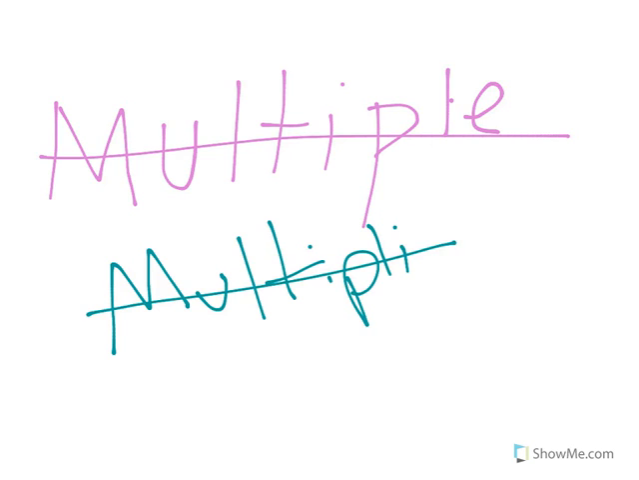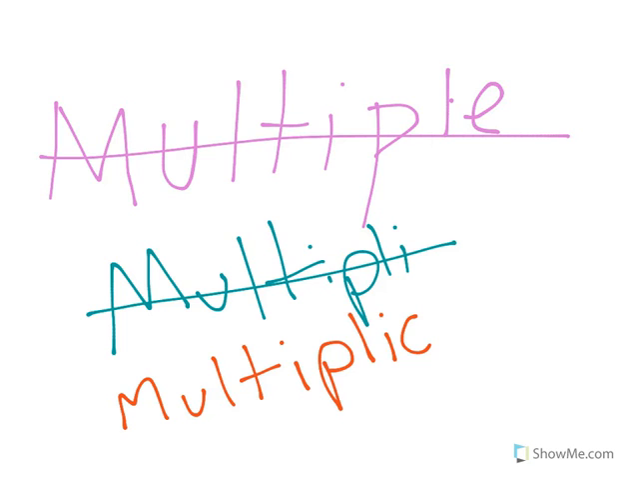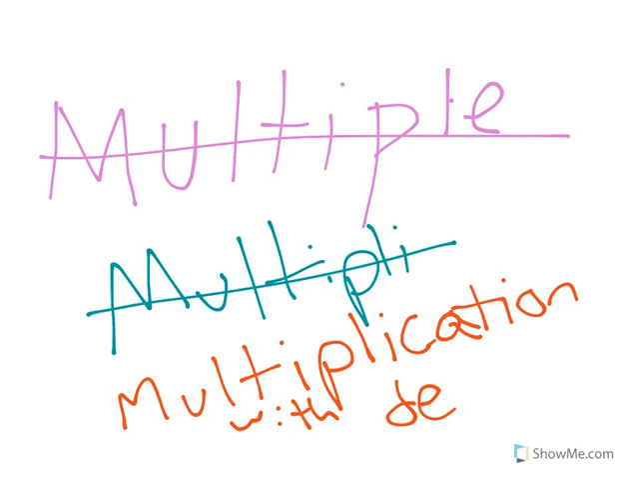Multiply. Wait. That's not it either. That's just 2 dots. P-L-Y. P-L-I-cation. Y. Cation. Does that look right? Multiplication. With decimals.